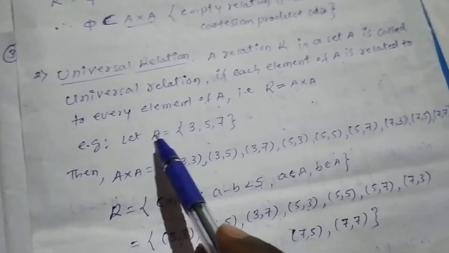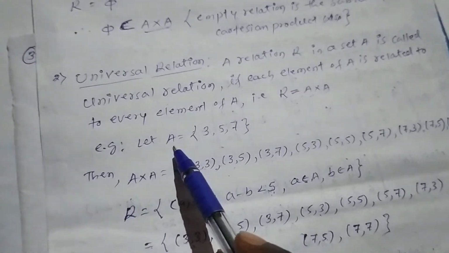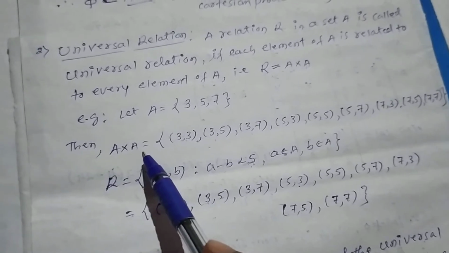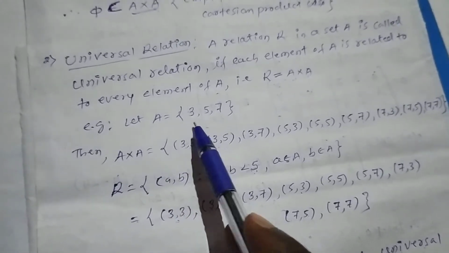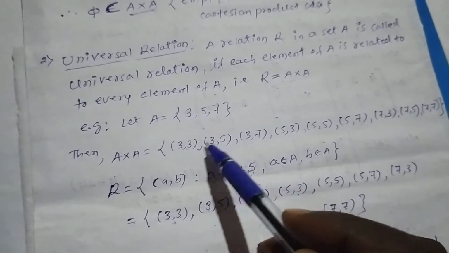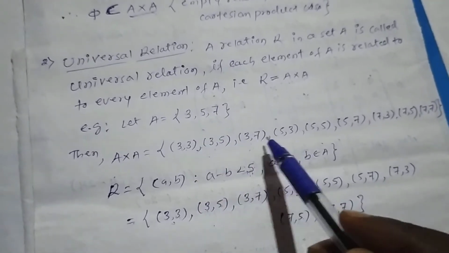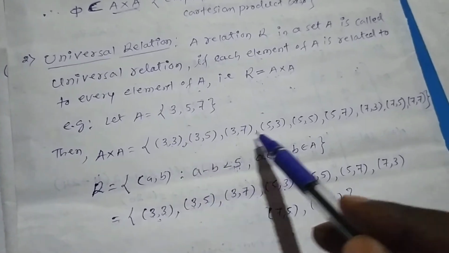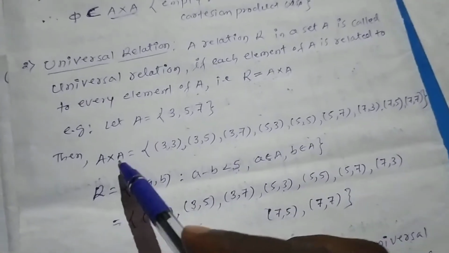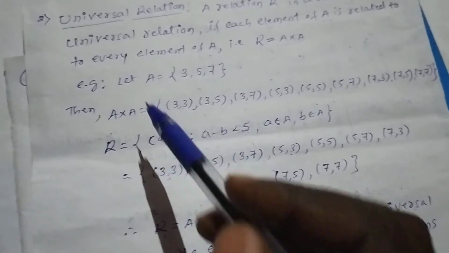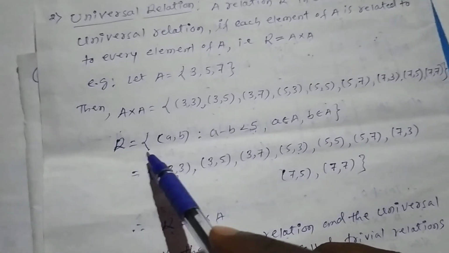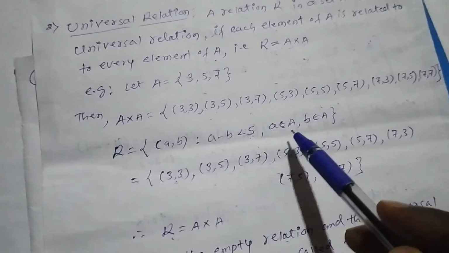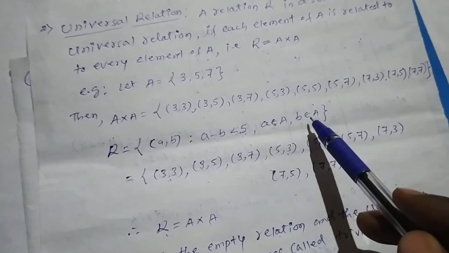Let us consider an example for the universal relation. Let A equal {3, 5, 7}. When you write the Cartesian product on the set A, that is (3,3), (3,5), (3,7), (5,3), (5,5), (5,7), like this, you write all the ordered pairs and you get the Cartesian product. Now here we have the relation R equals {(a, b) such that a minus b is less than 5, a belongs to A and b belongs to A}.